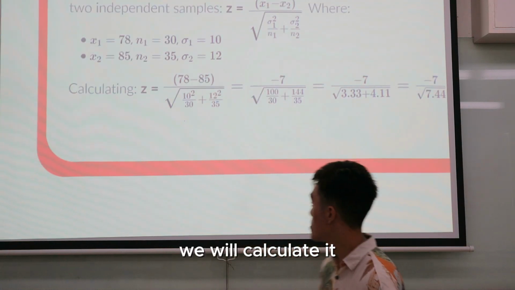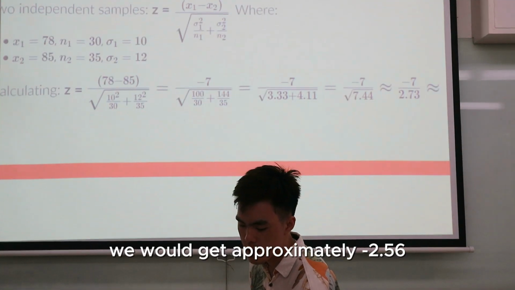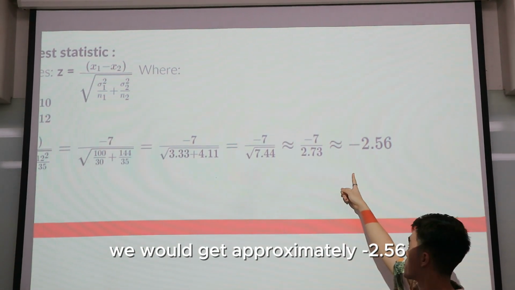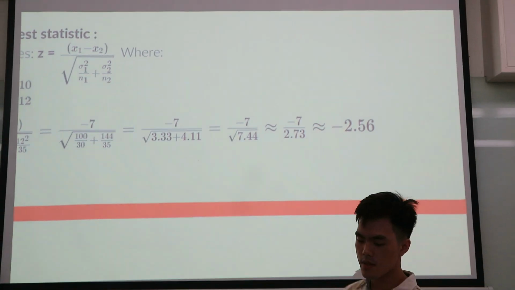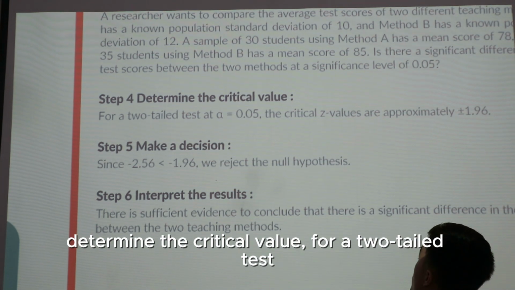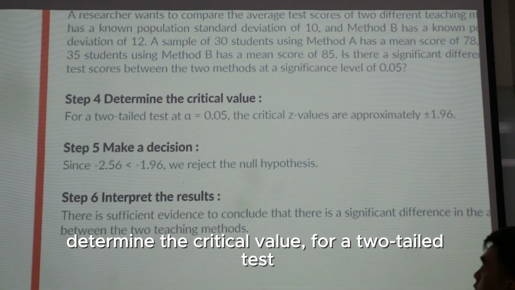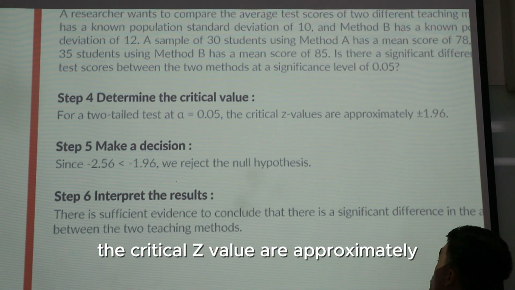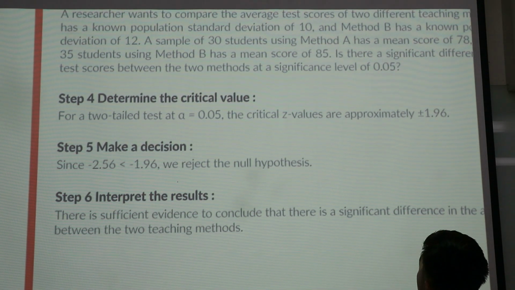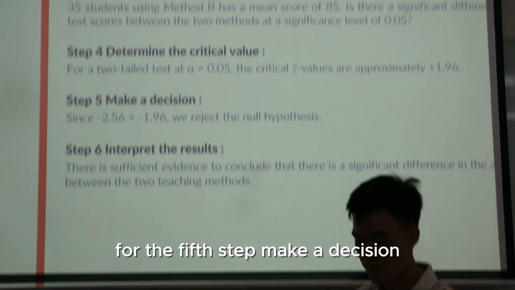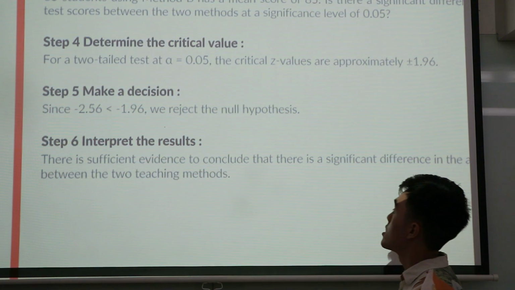Now we will calculate it. We would get approximately minus 2.56 for the z value. For the fourth step, determine the critical value. For a two-tailed test at the risk level of 0.05, the critical z values are approximately plus or minus 1.96. For the fifth step, make a decision.